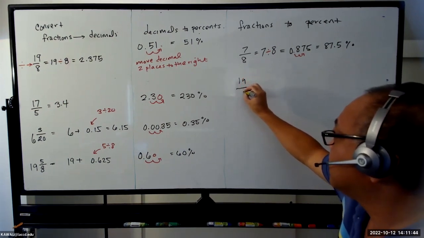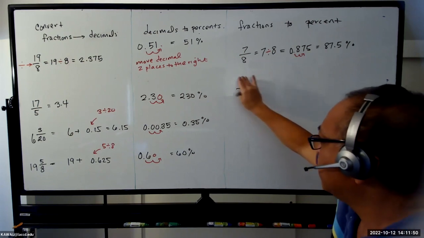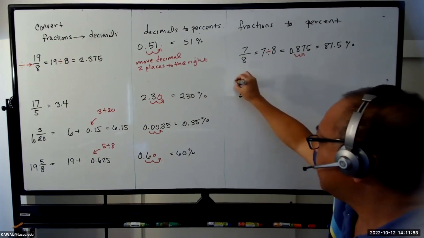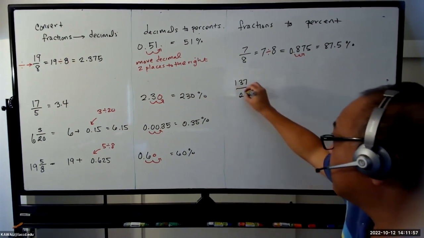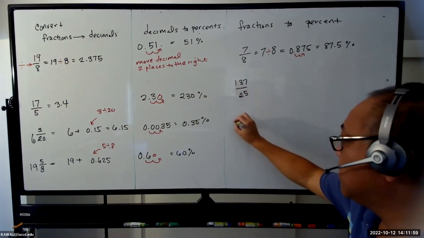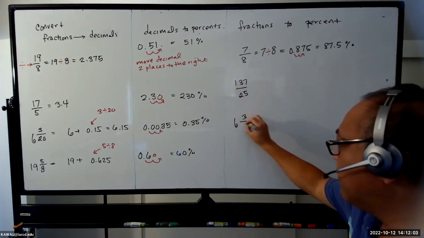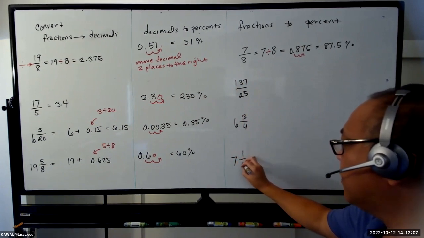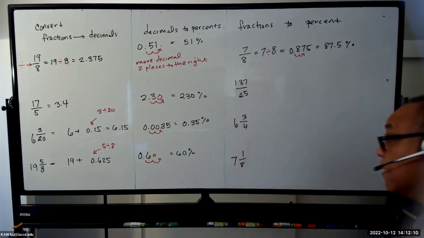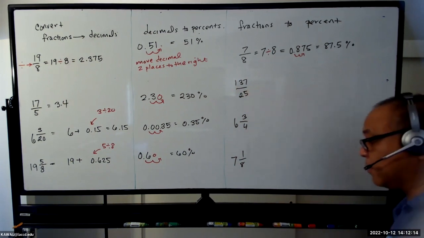Okay. So try doing this one over 25. Let's do 137 divided by 25. Let's do 6 and 3 over 4. And then let's do 7 and 1 over 8. Okay. So go ahead, convert those to decimal, and then move over 2 places.